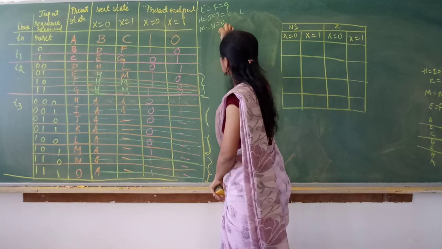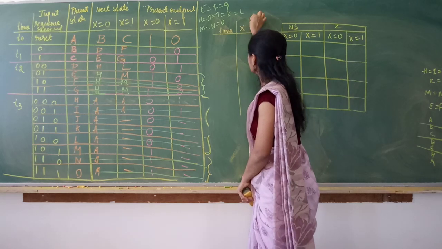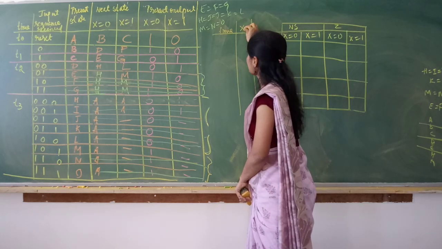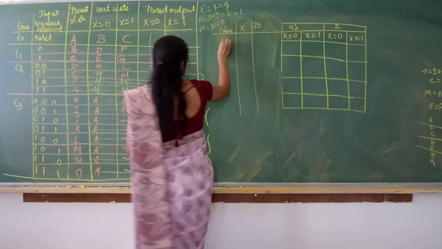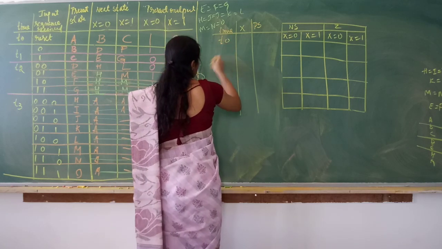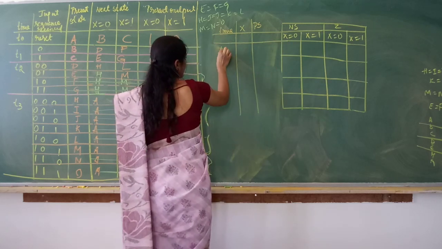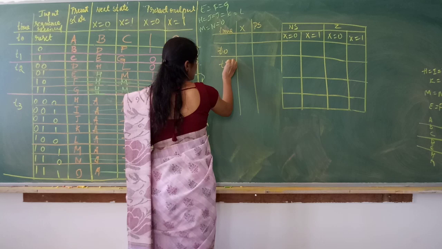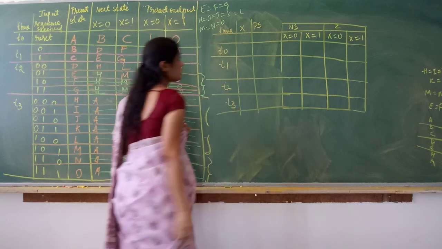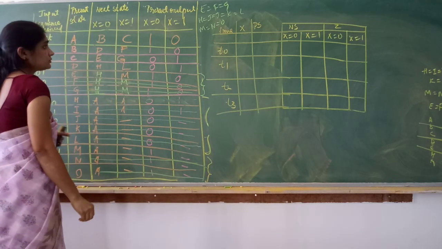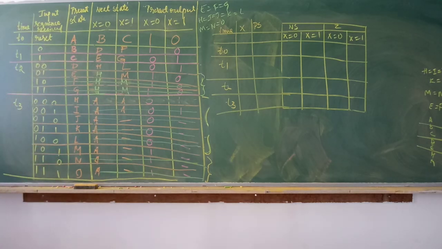What is the first column we have? Time. Next, present state, then input sequence, then the next state. So time T0, T1, T2, T3. Now the first row, let us keep it as it is. What is that first row?